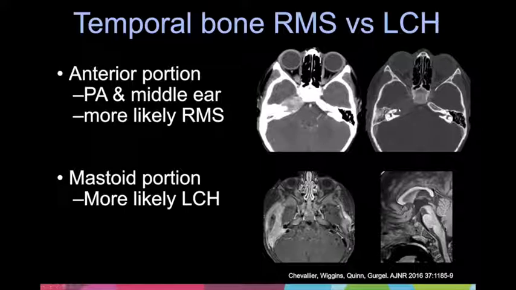LCH more often involves the mastoid portion of the temporal bone, as we see in this child, with an enhancing mass filling and destroying the right mastoids. Notice it also involves the squamosal portion of the right temporal bone. In addition, LCH is the diagnosis of choice in this patient if you recognize the contralateral squamosal temporal bone mass and the absence of the posterior pituitary bright spot in a patient with diabetes insipidus and Langerhans cell histiocytosis.